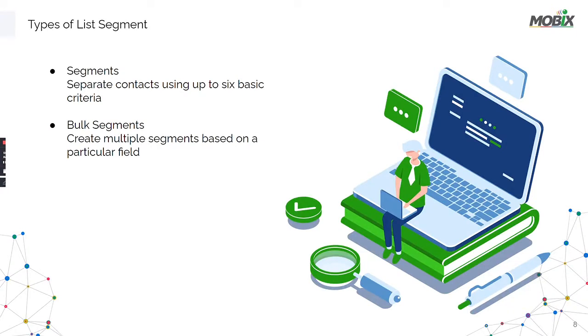These are the two types of list segments. They both allow you to send campaigns to particular contacts based on the criteria that you have set for them. Bulk segments are used when it isn't practical to create separate segments, such as when you have contacts in multiple countries. It would take ages to set up segments for each of them individually, and if new ones were added to the list, you may not remember that they too needed a segment.